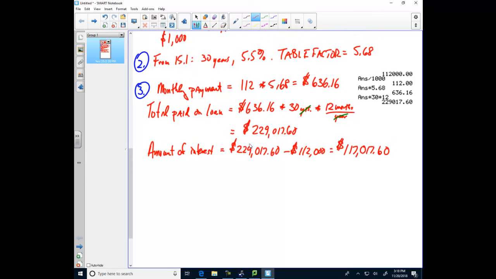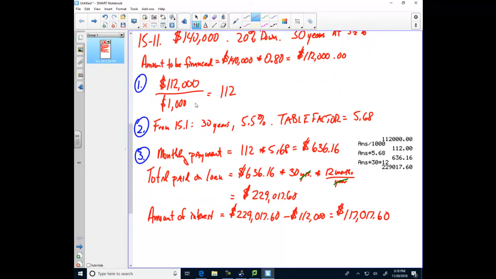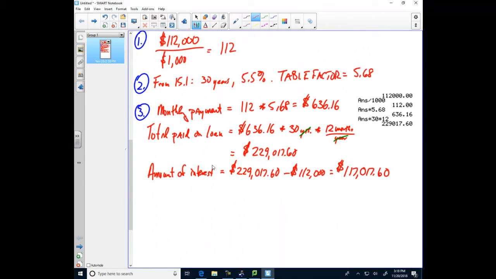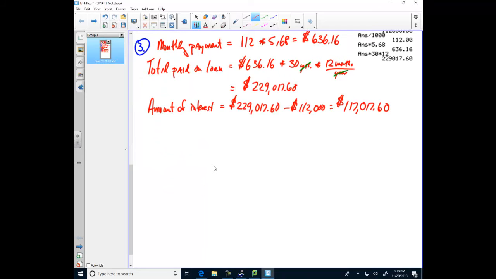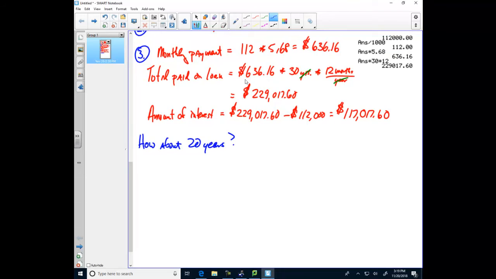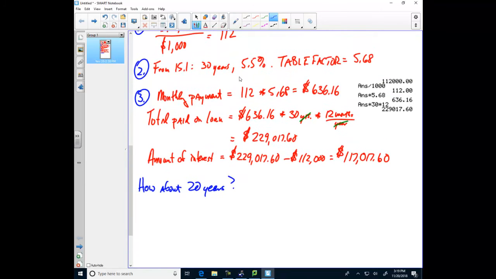Or do we want to do that right now? Let's do another part of this problem, and then we'll do the next problem. And here's the question I want to ask. How about 20 years? Instead of taking this loan out for 30 years, can we do 20? Well, let's see what the implications are.